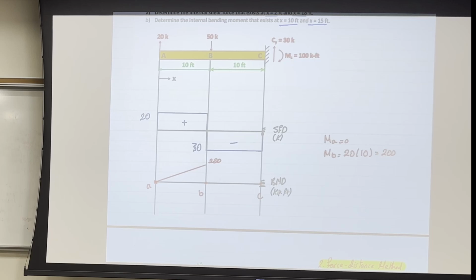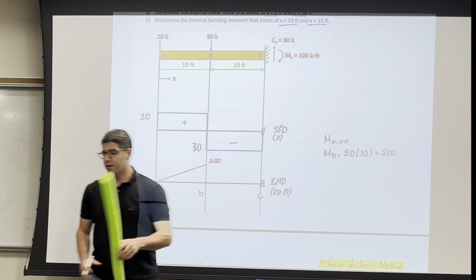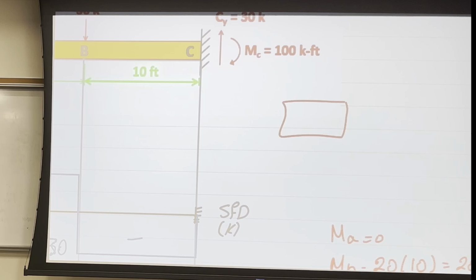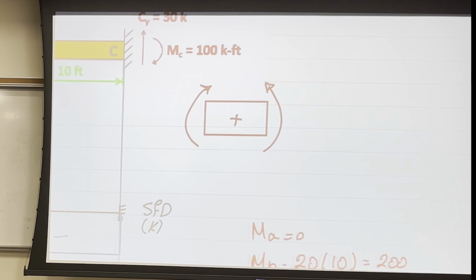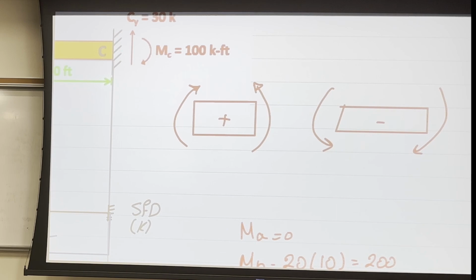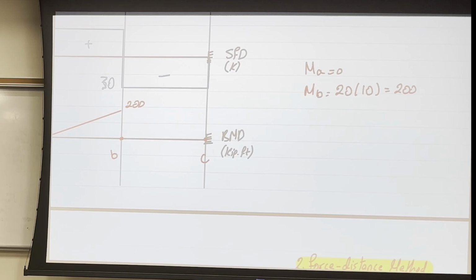And then at C, it's not zero because I do have a concentrated moment. And if you remember the sign convention, if I have a beam like this, and the arrow points up, it's going to be positive. And if I have a beam like this and the arrow points down, that's negative, right? And if you notice, this one matches that one. So I should end up with negative. If you didn't notice this, it's okay.